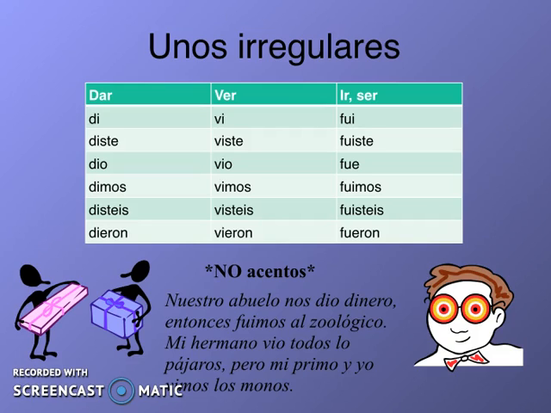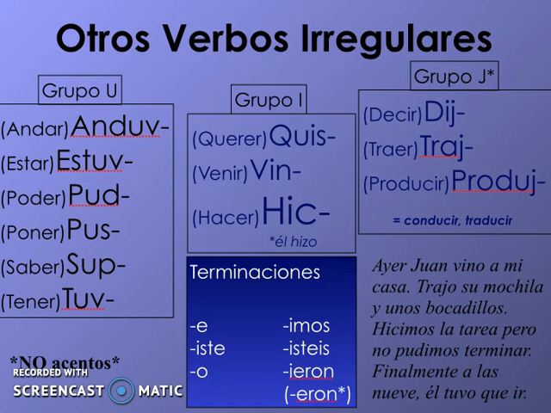Mi hermano vio todos los pájaros. My brother saw birds, pero mi primo y yo vimos los monos. But my cousin and I saw the monkeys. So again, take note of these. And moving on to the next one.